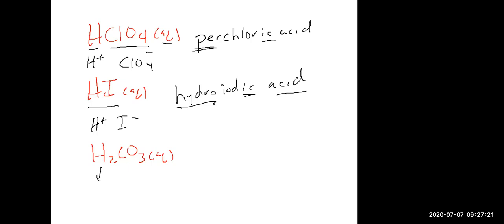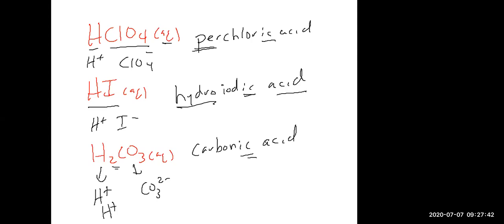And lastly here, again, our cation would be H plus, which it always is for an acid. CO3 is CO3 2 minus, which is why we have two of them here to balance it out. Carbonate, ate, becomes carbonic acid. Again, no hydro on that one either, because it does contain oxygen. Any questions on those?